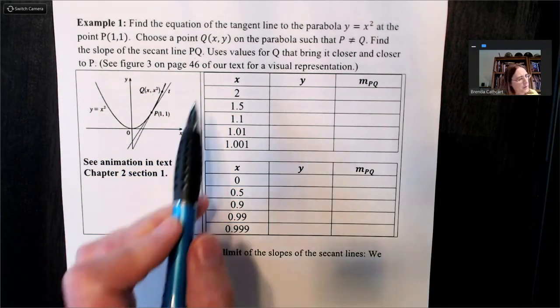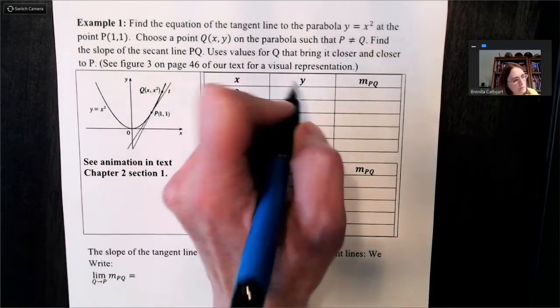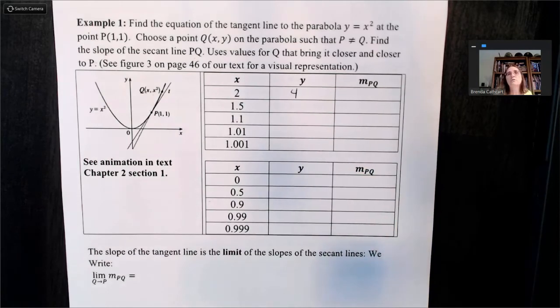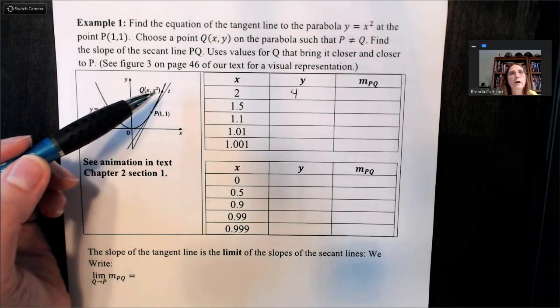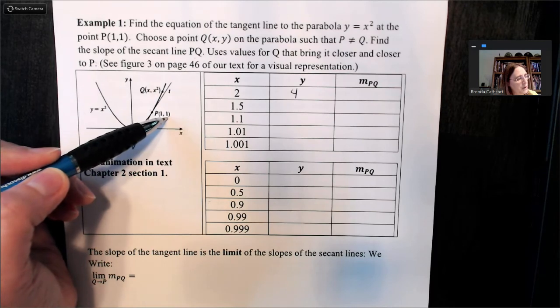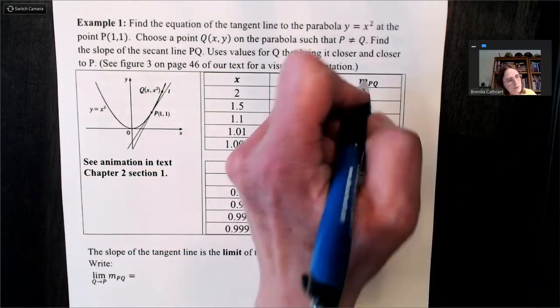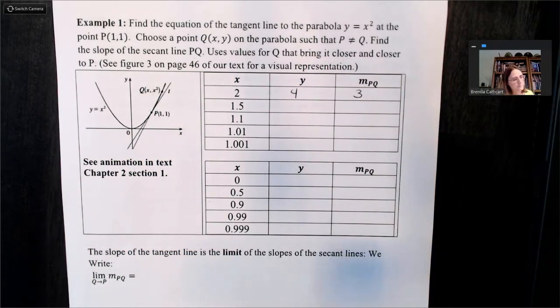So let's do that. If x is 2, this ordered pair would be (2, 4). So x is 2, y is 4. And to find the slope from P to Q, we would just subtract our y coordinates over our x coordinates. So we would do 4 minus 1 over 2 minus 1. And when we do that, we get a slope of 3.